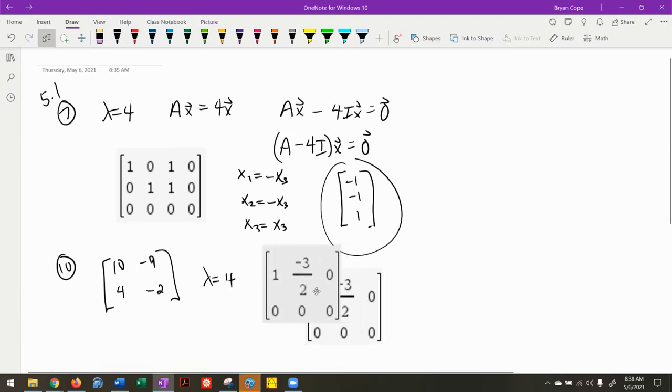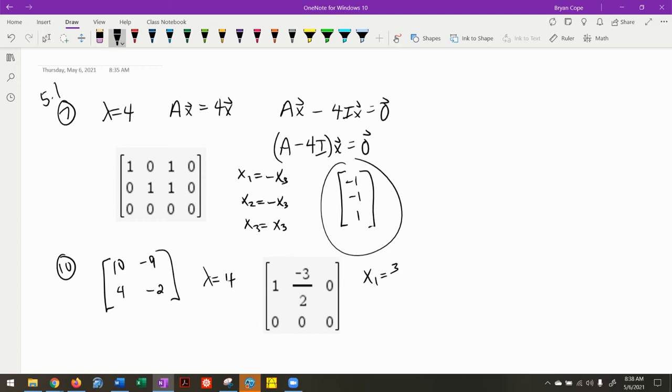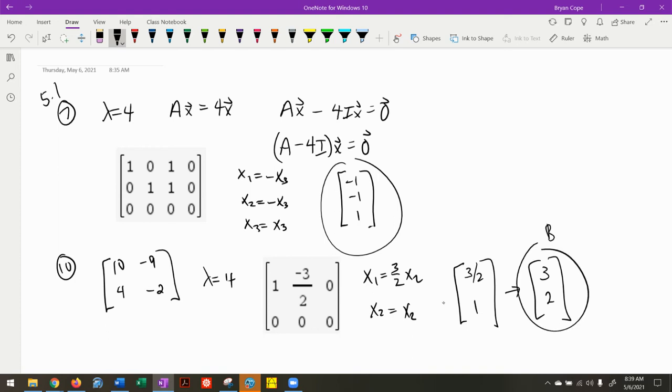There we go. All right, so this means that x1 equals 3 halves x2, and x2 is free. Great, we do have non-trivial solutions. We could use the vector 3 halves, 1. I'm just going to scale that up and use the vector 3, 2. So this is a basis for the eigenspace that's associated with lambda equals 4.